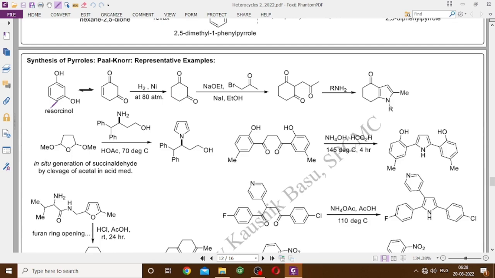You have taken resorcinol. The tautomeric form of resorcinol is this, where the carbon-carbon double bond can be chemoselectively reduced under catalytic hydrogenation condition. This gives access to the cyclohexane-1,3-dione, which when treated with base will undergo deprotonation, and then subsequent alkylation with alpha-bromoacetone will give access to the corresponding 1,4-dicarbonyl compound.